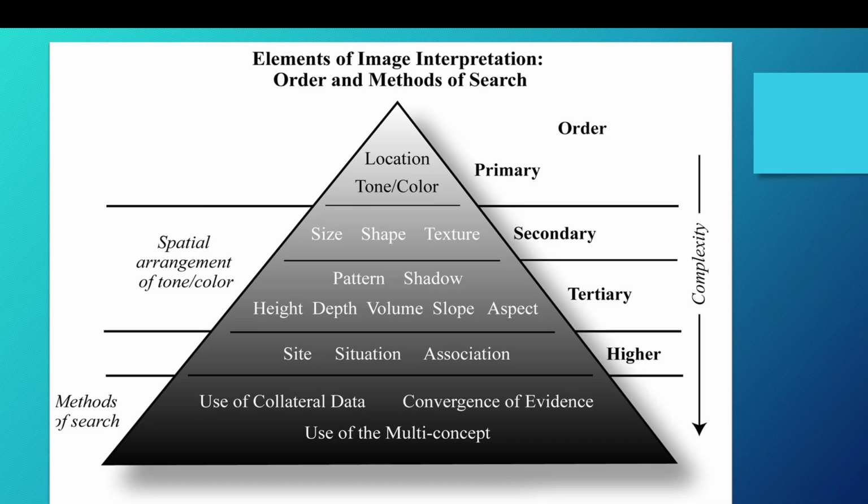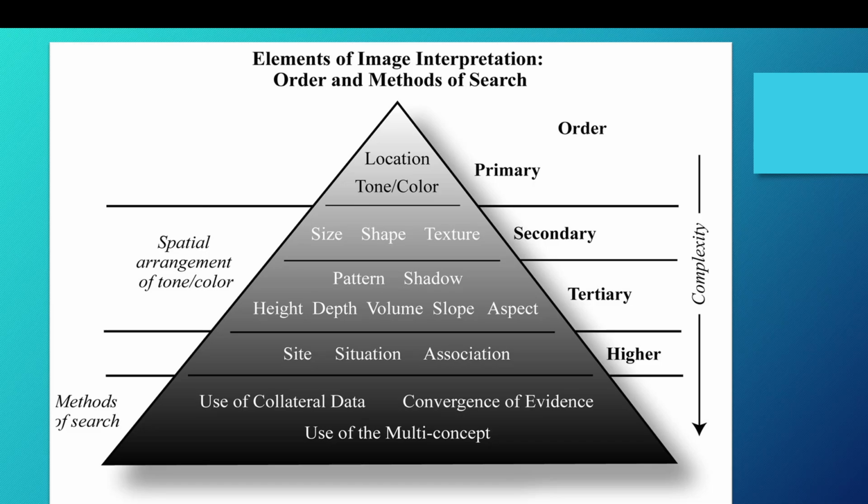Then we have the tertiary elements. These are more complex patterns such as shadow, height, depth, volume, and slope, which require careful observation. Then we have higher element. These elements rely heavily on context, including site, situation, and association. So they involve understanding how objects relate to their surroundings and the most advanced method of search. For deeper interpretation, analysts used collateral data, that is, additional information to support their findings.